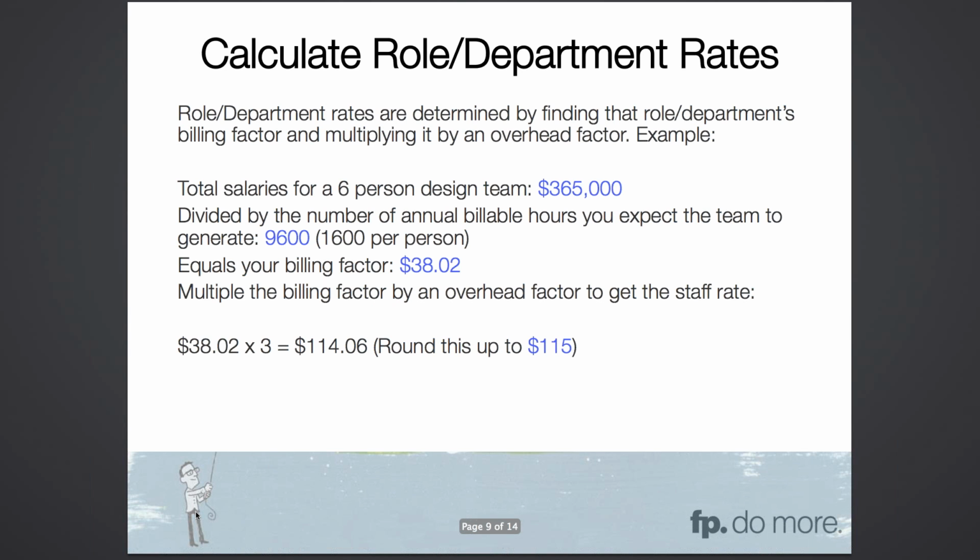You're then dividing that number by the annual billable hours you expect the employee to generate. So I mentioned 1,600 as a good target. This equals your billing factor. You're multiplying that billing factor by an overhead factor to get the staff rate. In this case, $70,000 divided by 1,600 hours is coming out to just under $44. Multiplying that by an overhead factor of 3, it means that this staff person has a billable rate of 131.25. Let's round it down to 130 to make the math simple for us. So that is how you're calculating the individual staff rate.